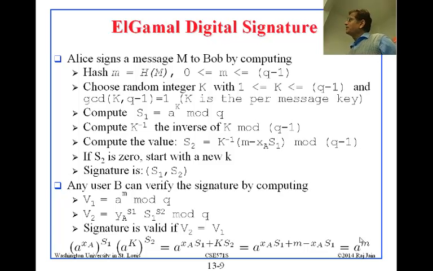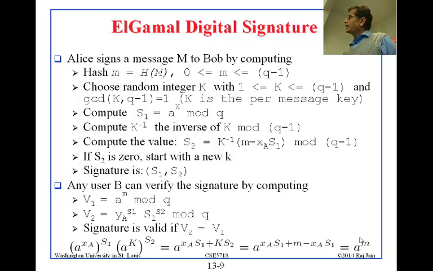All right. So we have M, which is the hash, and then we select a K, which is a per-message key. So K is different from XA. For every message that you want to sign, you select a different random number such that GCD(K, Q minus 1) is 1, so that K is relatively prime to Q minus 1. Then you compute S1, which is alpha raised to K mod Q. S1 has nothing to do with the message so far. Then you compute K inverse, which is the inverse of K mod Q minus 1.